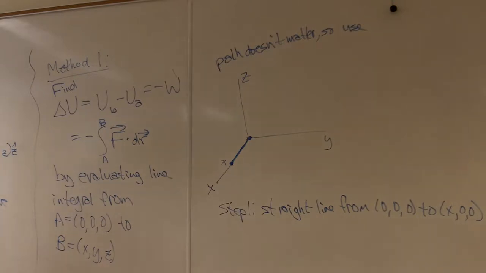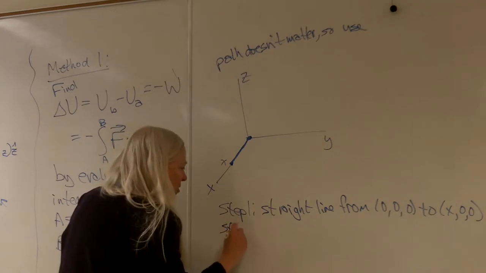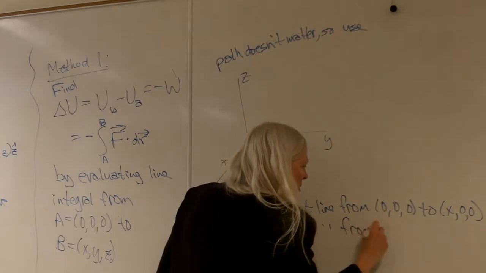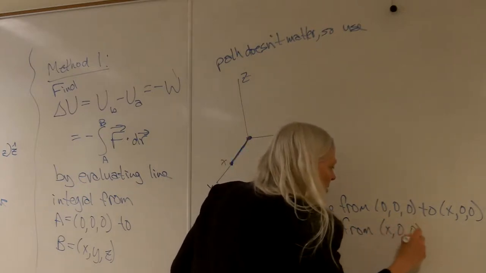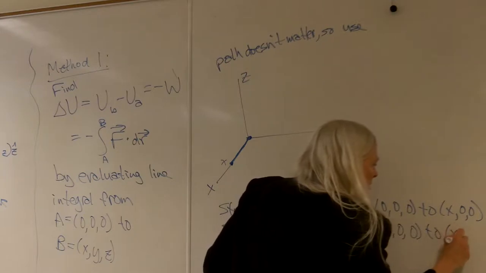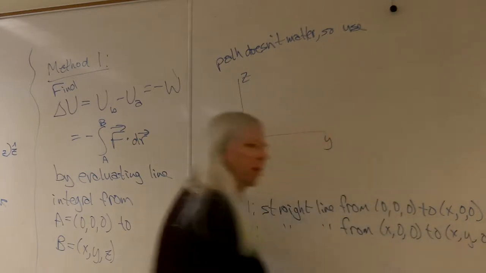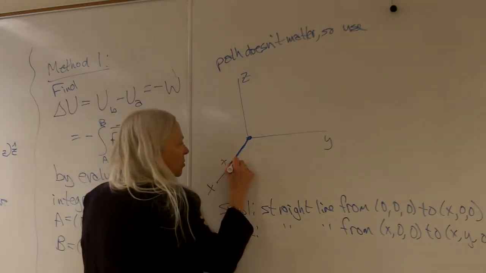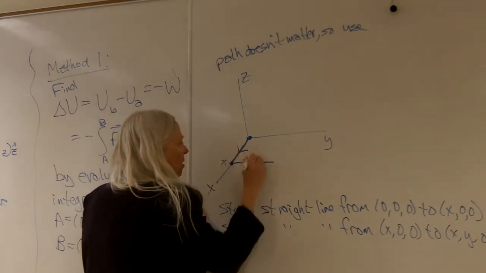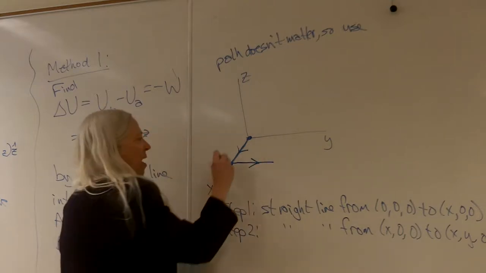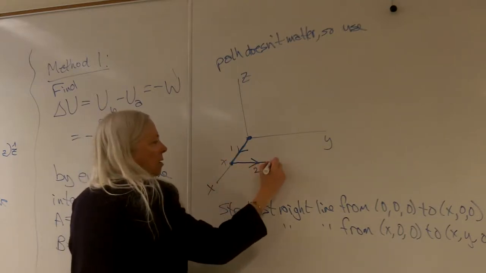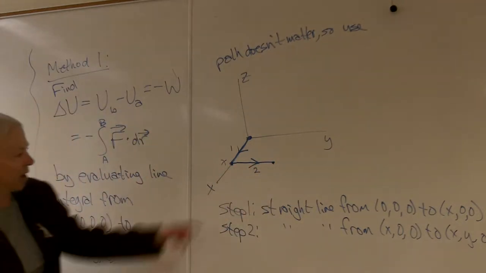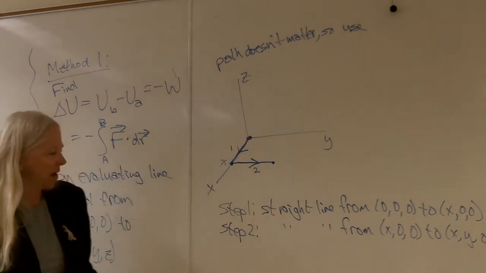Okay, and then step two, we're going to do a straight line from the point we just arrived at, x, 0, 0, to the point x, y, 0, okay, for some generic value of y. So in other words, from here, we're going to move along a path like this until we're some distance y along the y direction. So this part of the path is going to be parallel to the y-axis.